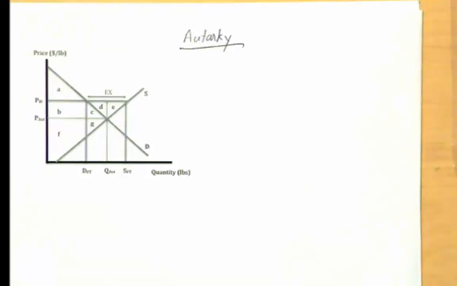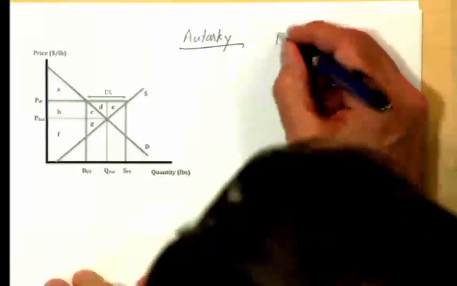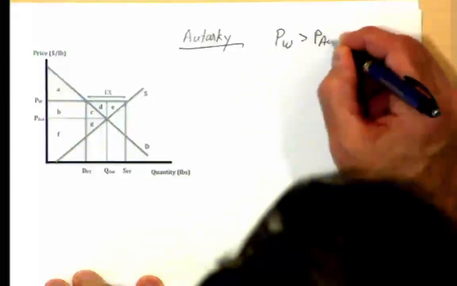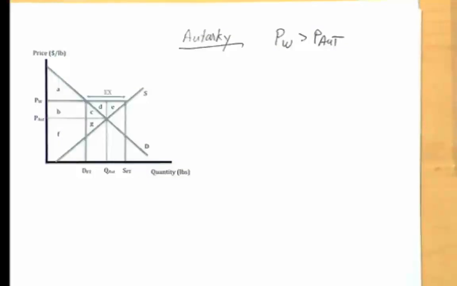Now, suppose they open up to trade and they see that the world price, the price prevailing in the world, is higher than the autarky price that prevails in this country. So what if P_W, the world price, is greater than P_aut? Well, that's going to inspire some changes in behavior on the part of firms and consumers in this particular market.